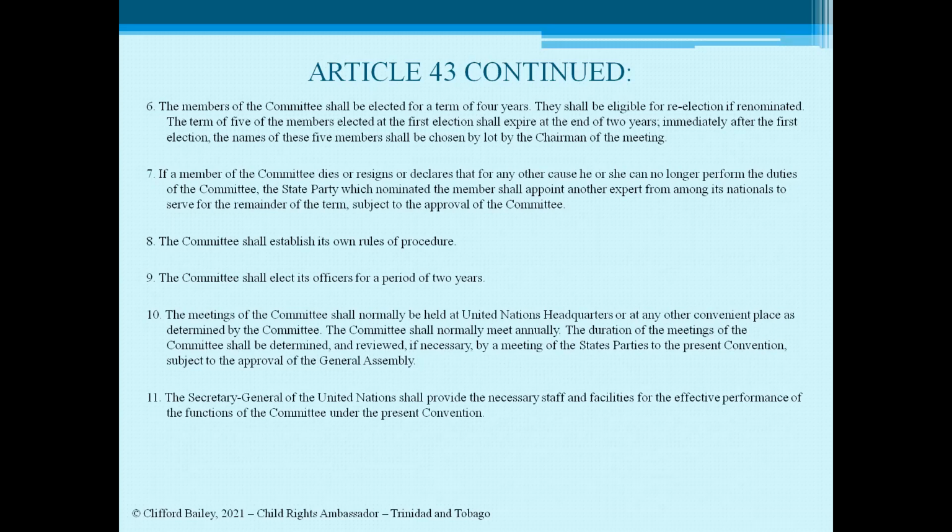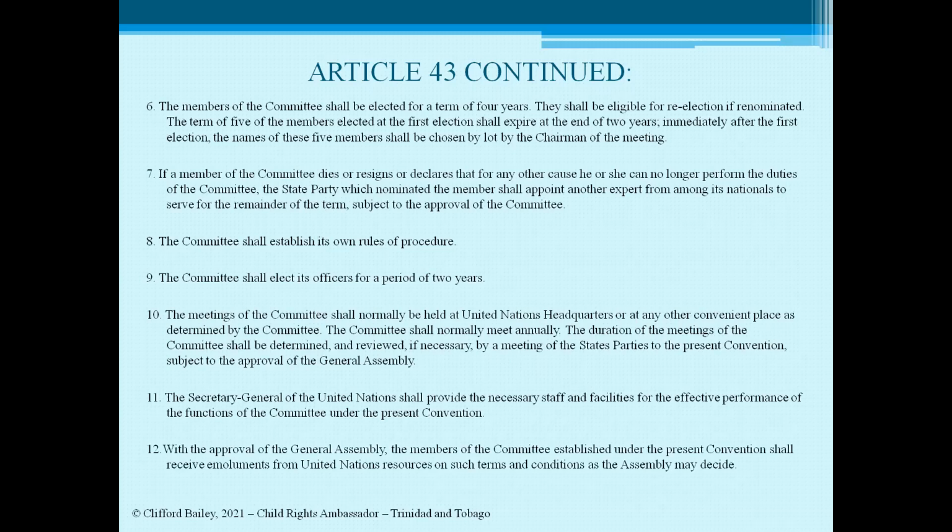The Secretary General of the United Nations shall provide the necessary staff and facilities for the effective performance of the functions of the committee under the present convention. With the approval of the General Assembly, members of the committee established under the present convention shall receive emoluments from United Nations resources on such terms and conditions as the Assembly may decide.